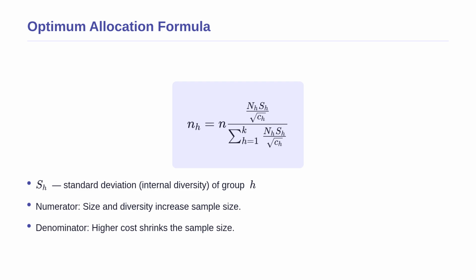However, the cost is in the denominator. This means if a group becomes very expensive to survey, the fraction shrinks, and the formula forces us to sample fewer people from them to save money. It is a perfect mathematical balancing act.